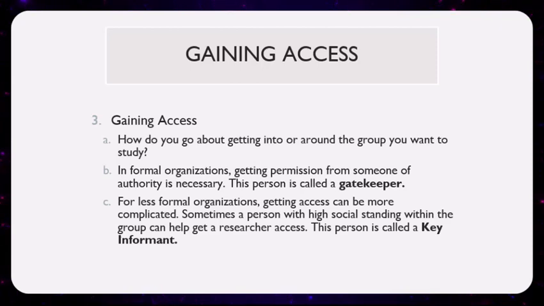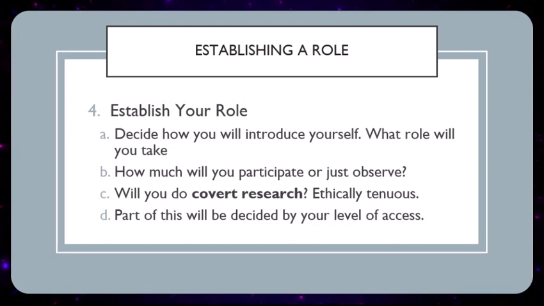For less formal organizations, such as getting access to a homeless population or in a more informal group of friends, something like that, we may need to find someone called a key informant. The key informant is someone with a high social standing within the group and can help us, the researcher, become trusted and get access to that group. Part of gaining access is establishing what role we want to play.